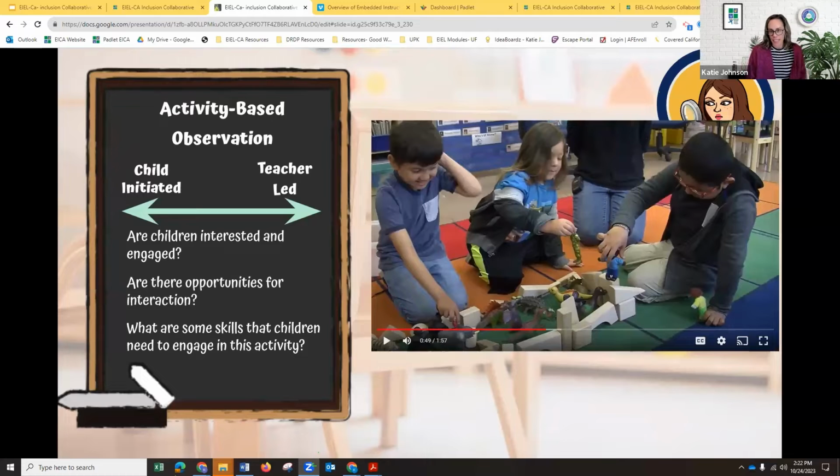Smiles. Ooh, another kid even came. It was so fun that they're like, let's go play. I love that. Visual attention, right? We see them looking. Smiles, attentive. Wonderful. And they're staying and playing, right? This video is 1 minute and 57 seconds and it's a snip. This was a longer video, right? So yeah, they're staying and playing. Are there opportunities for interaction?